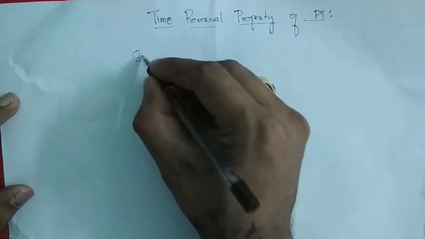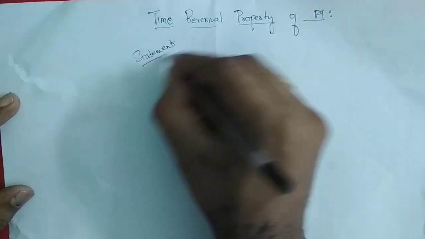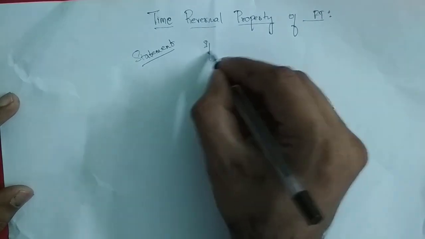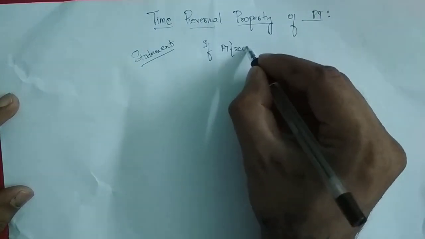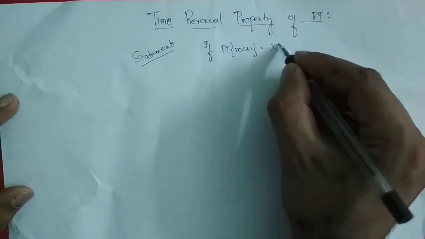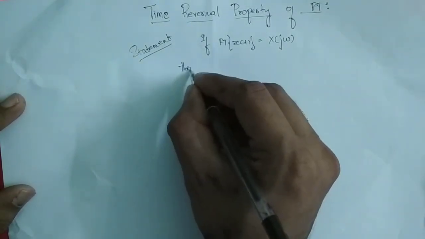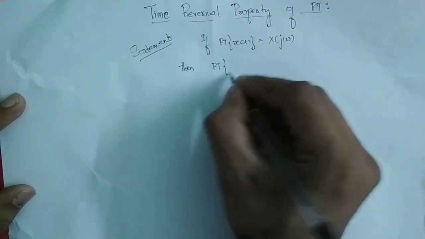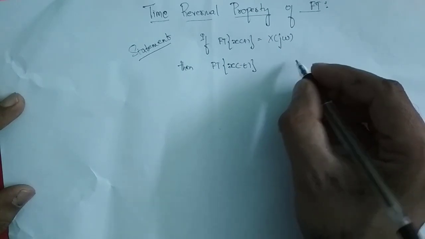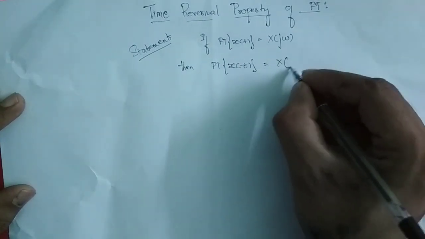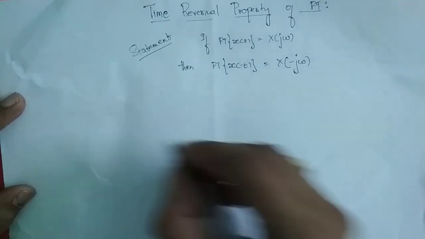Okay, statement: if the Fourier transform of x of t is equal to capital X of j omega, then the Fourier transform of the signal reversed in time, x of minus t, becomes reversed in frequency, capital X of minus j omega. So, prove.